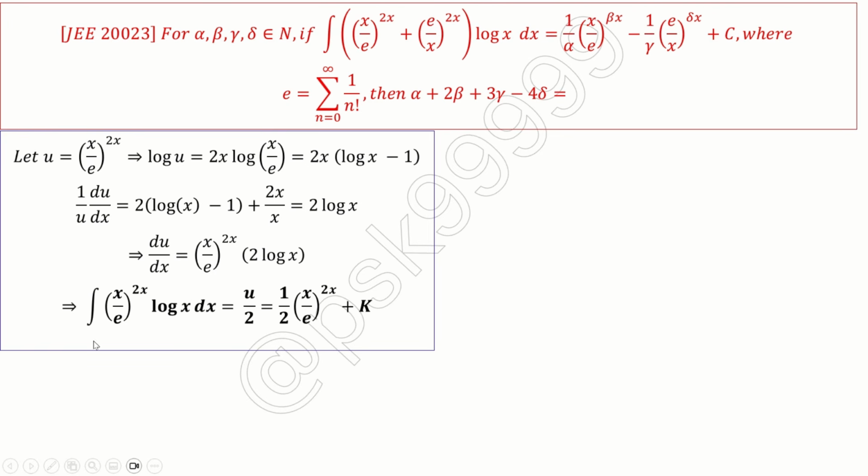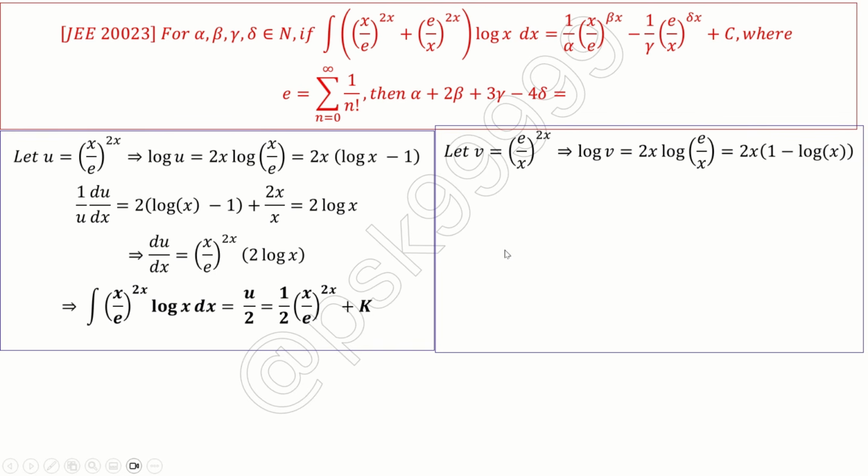Okay, and the integration of this one, if I take this first half, basically the integration of (x by e) to the power of 2x log x dx is nothing but, okay, correct, you see here, this integration is nothing but this basically. If I apply reverse of du by dx, it is u. If I apply integration here, this is u by 2. Okay, so this is the first half. Leave this one, the second half we'll do again. So this is u by 2, which is equal to 1 by 2 into (x by e) to the power of 2x plus constant.